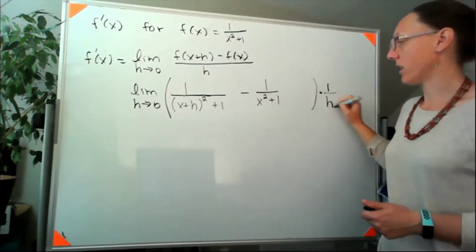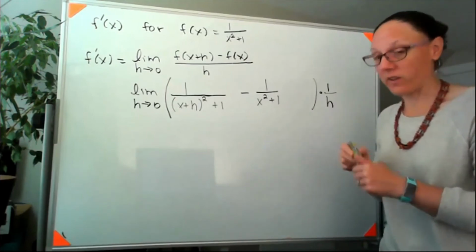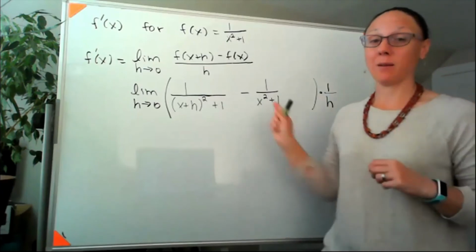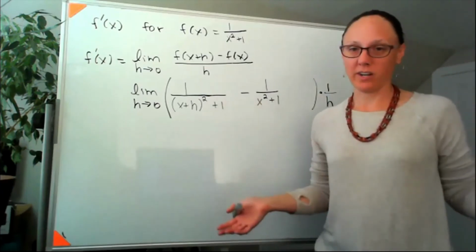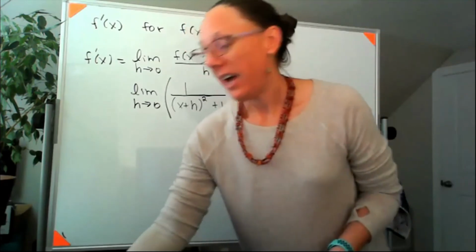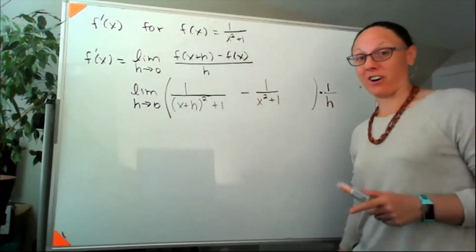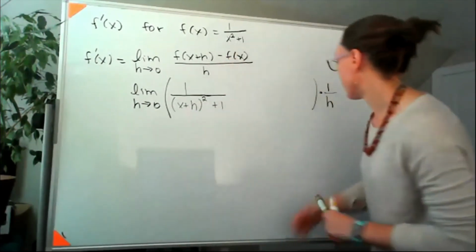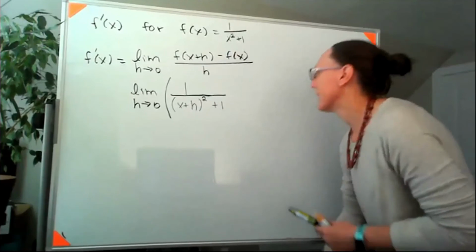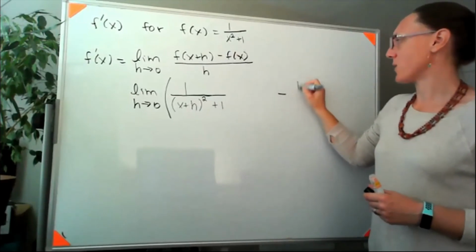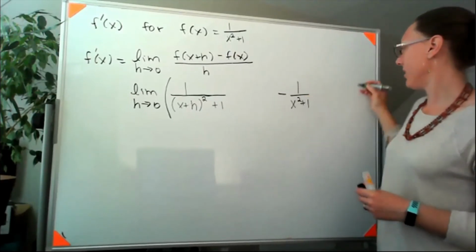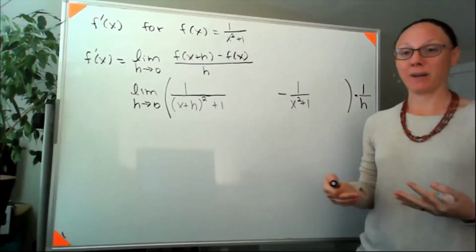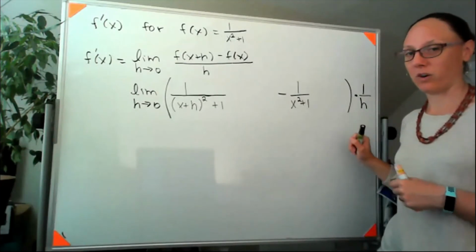times 1 over h. Now the other thing I'm going to do is, again, because I'm a little short on space, I'm subtracting fractions, so I know I need a common denominator. I'm going to go ahead and just get my common denominator in right on this line. But I need a little more space to do that. Sorry. So I've got that minus 1 over x squared plus 1. And then we're going to be times 1 over h. Because dividing by h is the same thing as multiplying by 1 over h.